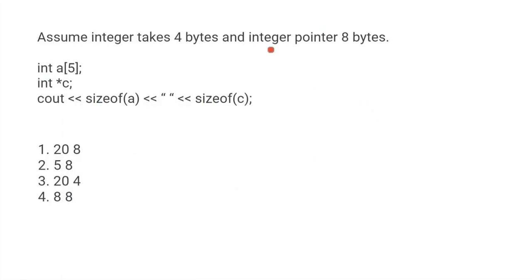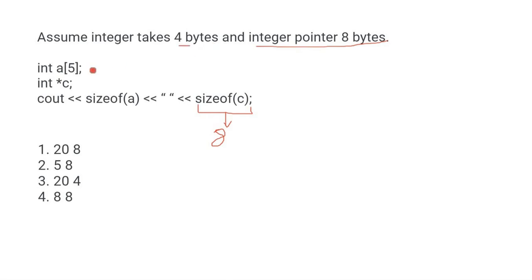So let's begin. The first question is that let's assume integer takes 4 bytes and integer pointer takes 8 bytes of memory. Alright, so given we have an array which contains 5 elements and it is an array of integer type, and we have an integer pointer, so it is simply given this value. Since integer pointer is of 8 bytes, so simply this value becomes 8.